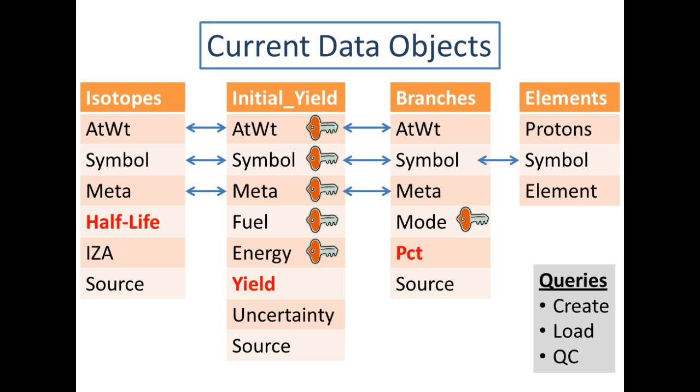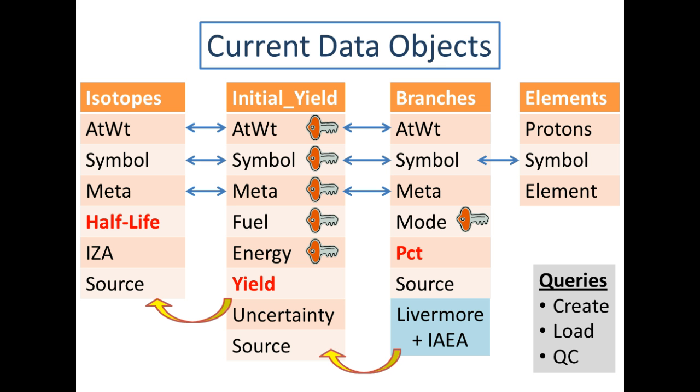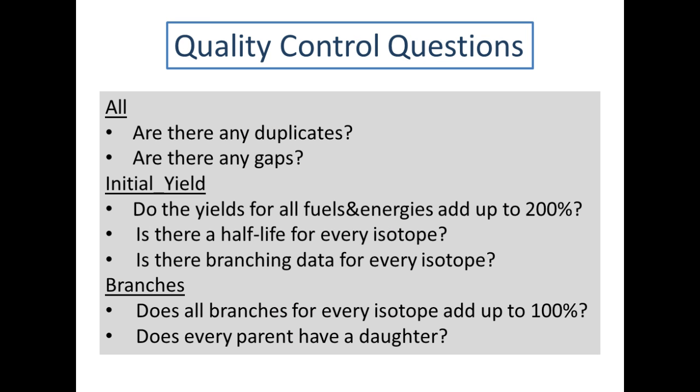The first major task involved the addition of the IAEA branching data to the Livermore data. Any new isotopes that resulted from that had to be integrated into the other tables. The first round of quality control deals with internal consistencies within each table. Then the consistency between tables needs checking.